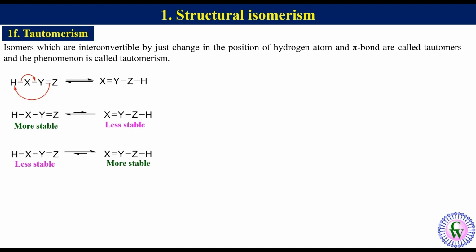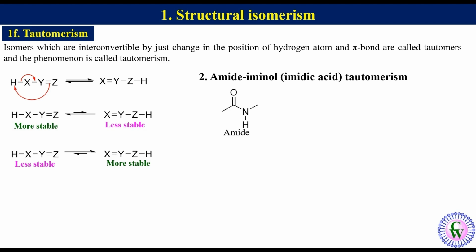Second example of tautomerism is amide-iminol, also called amide-imidic acid tautomerism. Here I am taking the example of N-methyl acetamide. This is amide form. Relocation of proton from nitrogen to oxygen and change in the position of pi bond like this gives iminol form. Amide form is more stable than iminol, so the reversible arrow will be like this.